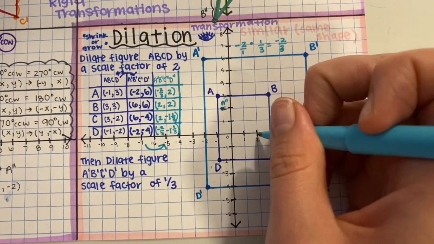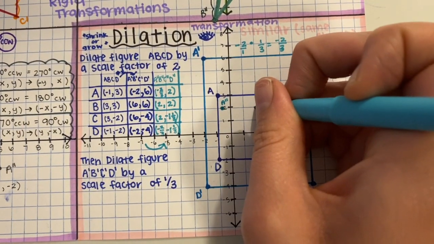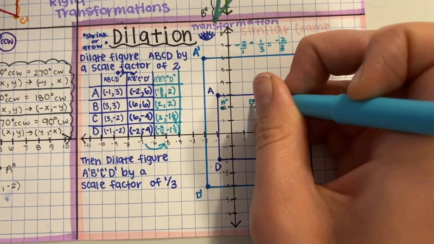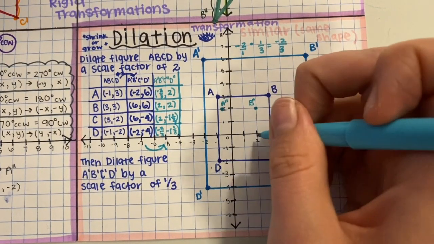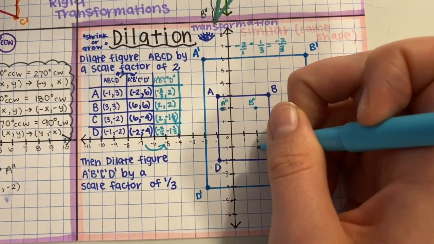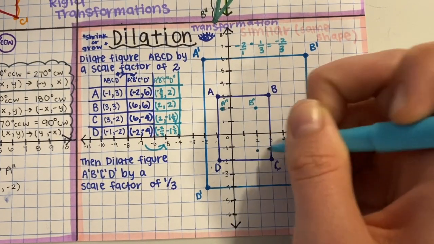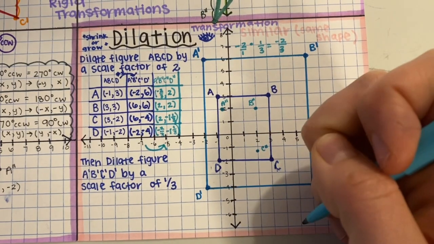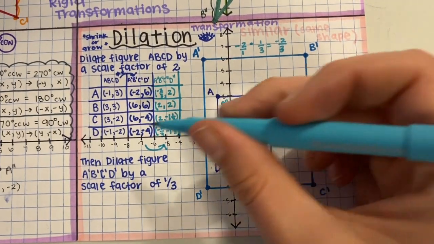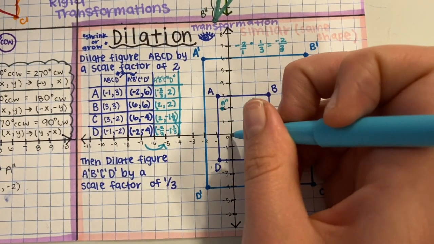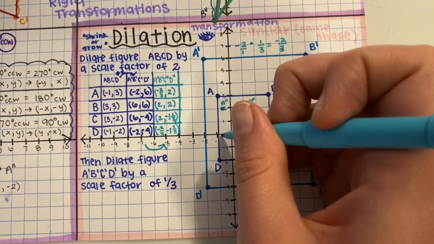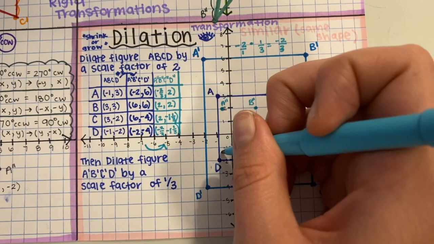B is going to be at 2, 2. So that's an easy one. Sorry, B prime prime. C is going to be at 2, -1 1/3. And then D prime prime, sorry, is going to be at -2/3, -1 1/3.